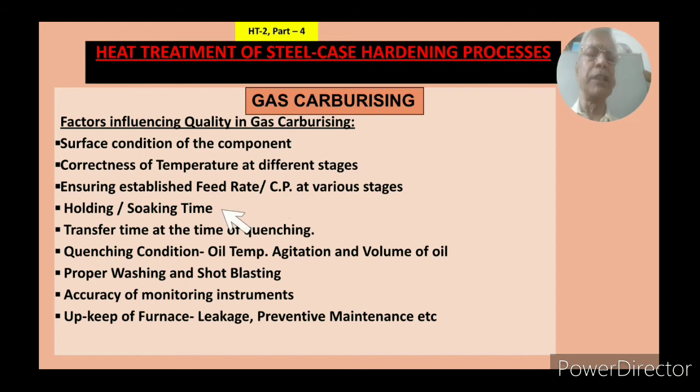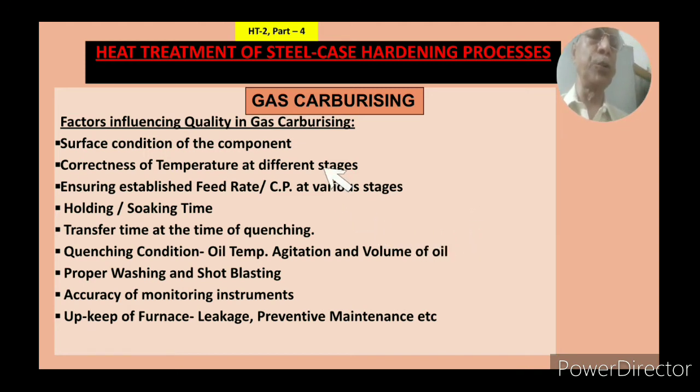Then holding and soaking time also have to be taken care of. Then transfer time, the most important one. Time for quenching is also to be kept as low as possible. Quenching conditions, oil temperature, agitation, volume of oil, also have to be maintained. Then proper washing and salt blasting.